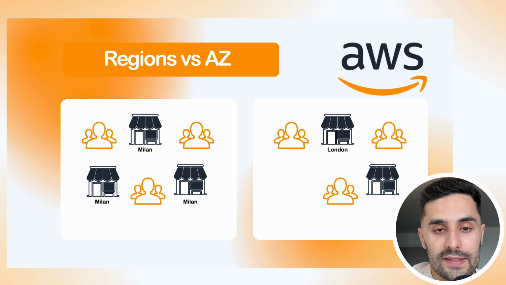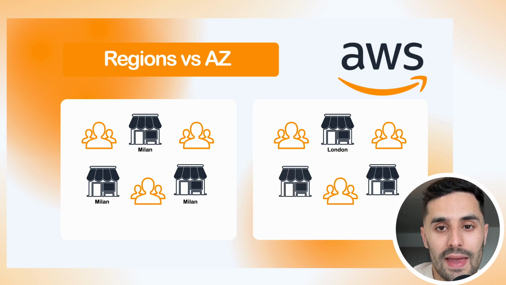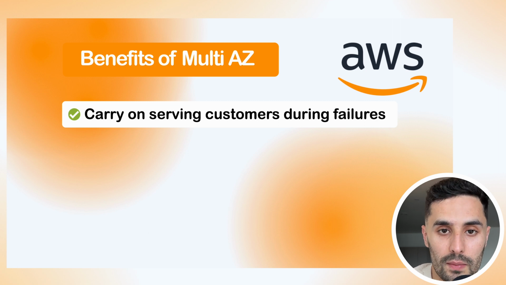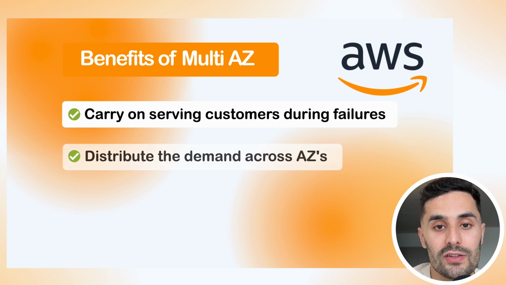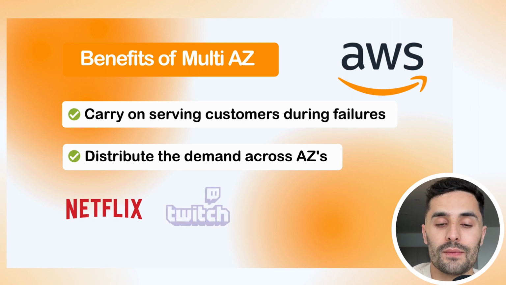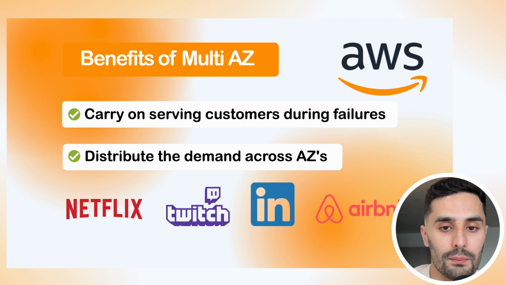Now, having multiple stores in a city helps you in two ways. If one store has to close for any reason, like a power failure or any technical issues, your customers can still shop at your other stores. In the same way, if one availability zone has a problem, your application can continue to work in the other availability zones. These availability zones in the regions across the AWS Global Infrastructure power some of the biggest applications and companies in the world.